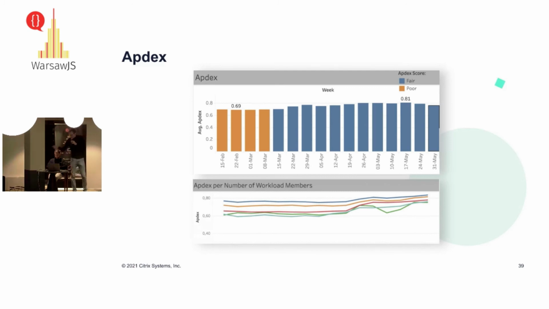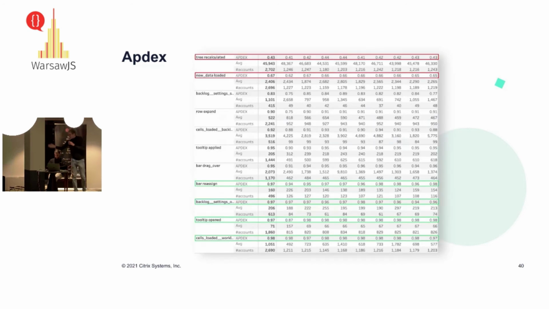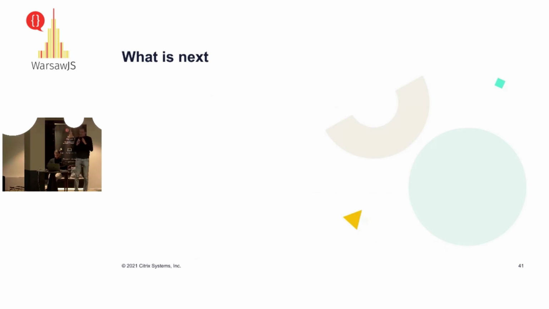At the bottom chart, you can see the green line, for example, it's Apdex for a big account, and it was really a pain in January, but it's much better now. These are basically stats for our events. You can see we have a lot of events above 0.9, but we still have some troubles with several events from this list. And what is next?